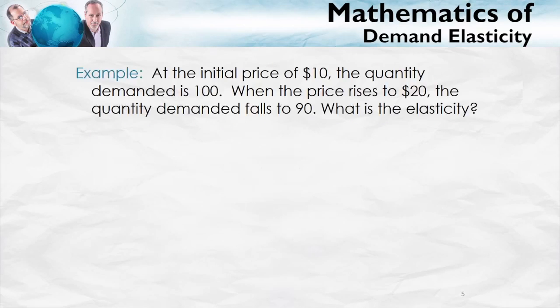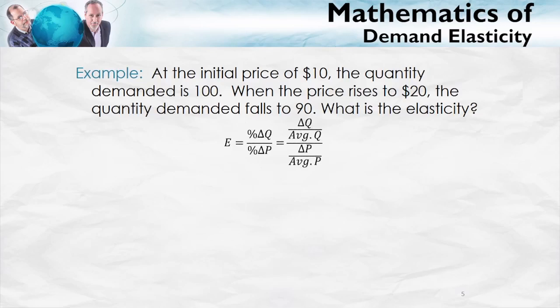Okay, here's an example of a type of problem you might see on a quiz or a midterm. At the initial price of $10, the quantity demanded is 100. When the price rises to $20, the quantity demanded falls to 90. What is the elasticity? That is, what is the elasticity over this range of the demand curve?